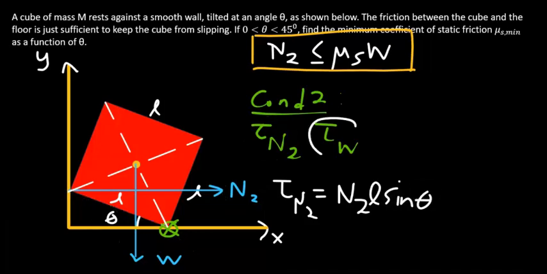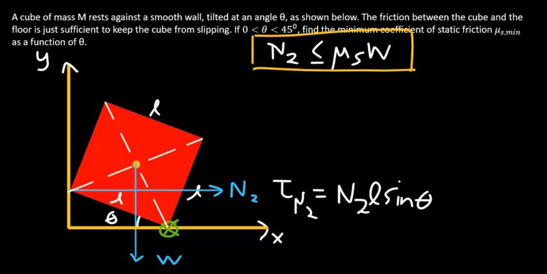Now let's determine the torque due to the weight. The torque due to the weight equals the weight times the perpendicular distance between the weight and axis of rotation. So that distance, let's call it x.